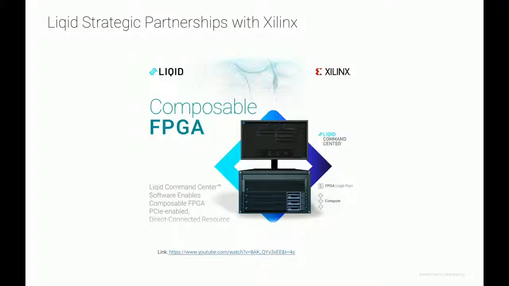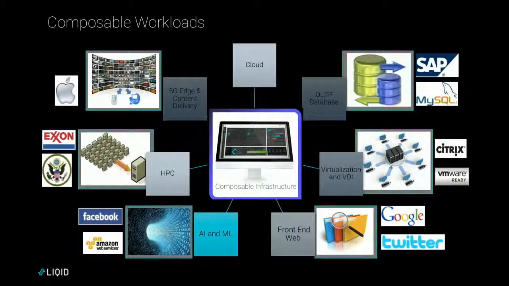Guys, that's most of what I wanted to share. I'll share a couple more market slides, right? We do see composability finding its way into a lot of different use cases. We talked about cloud, we talked about edge, we talked about HPC, we talked about machine learning. We think there's an opportunity here in the VDI space, right? We have customers today that are now starting to run things like vSAN on top of composable, right? We think those models make a ton of sense.